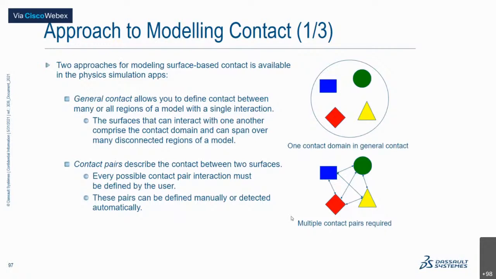While in contact pairs, for each component that is interacting in a different way with the other one, you'll have to define a contact pair. So you'll have to go and select your main surface and your secondary surface, and then the contact will be established for them.